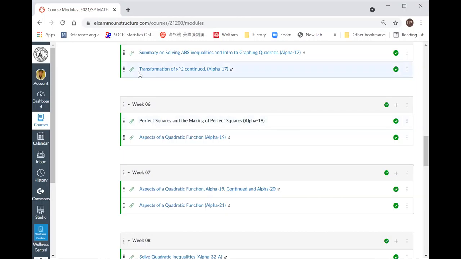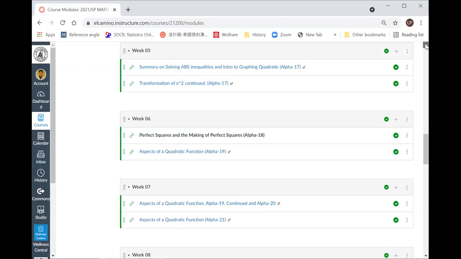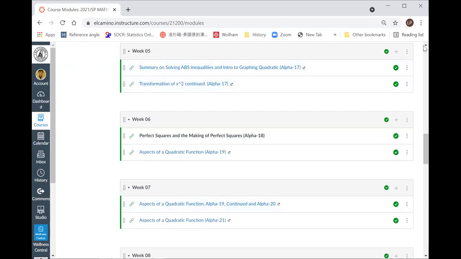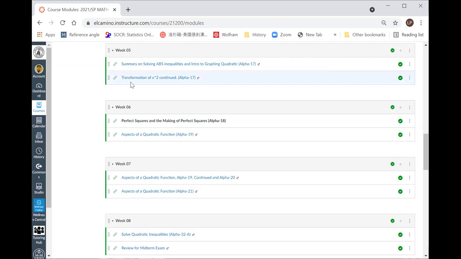And where do you find those lectures? Those lectures are found here, and over here. Okay, we did a lot of preparation because we needed those preparations for making perfect squares. So all of these, from the second piece of week five, let me make the font just a little smaller so you can see them all, right? From here all the way here, all of these pieces are about quadratic.